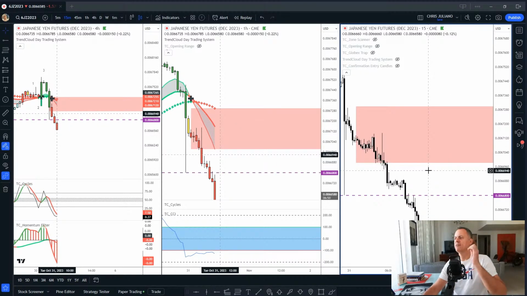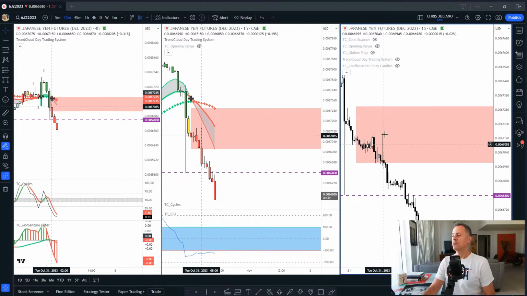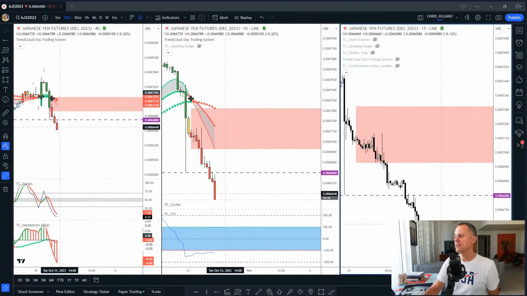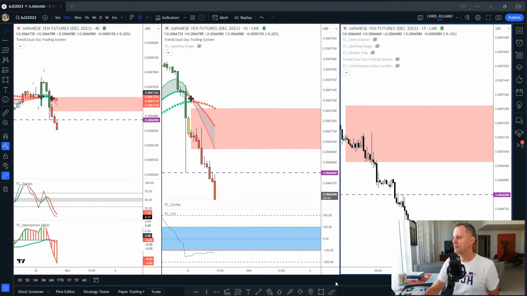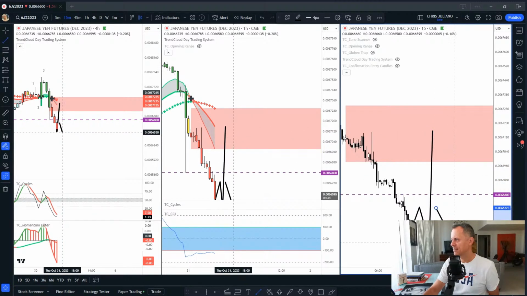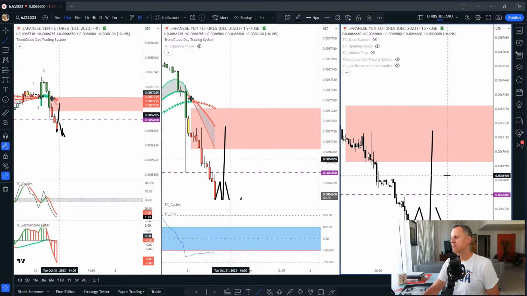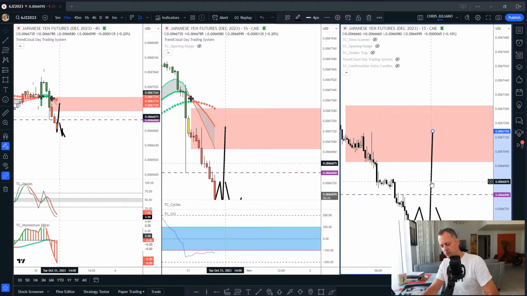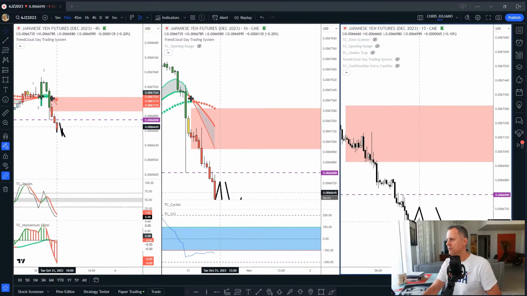So now we've got to look for another candle, because on the Japanese yen, what happens is you get a move like this, and then you get this thing, and then it starts going down again. Very, very interesting currency to trade.